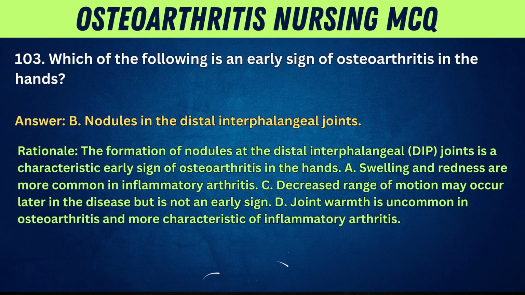Decreased range of motion may occur later in the disease, but is not an early sign. D. Joint warmth is uncommon in osteoarthritis and more characteristic of inflammatory arthritis.